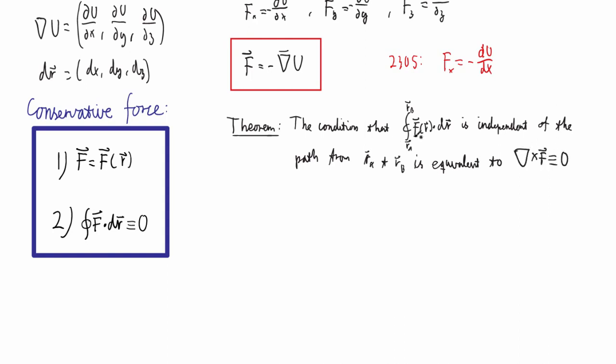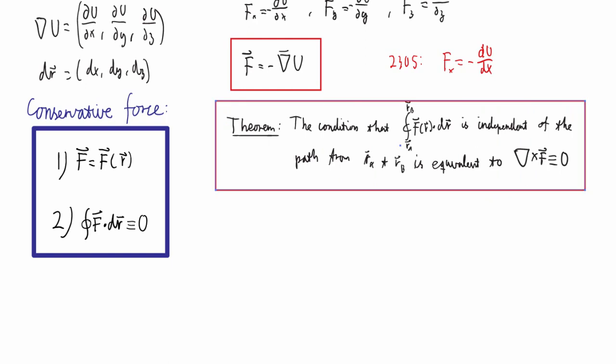So the condition that this work integral is independent of the path from r_A to r_B is equivalent to the condition that the curl of F, the force F, is 0 everywhere. So then, of course, we can replace this condition with that condition. Right. So let's try and show both that this independence implies this, and that this condition, curl equals 0, actually implies the path independence, in both directions.